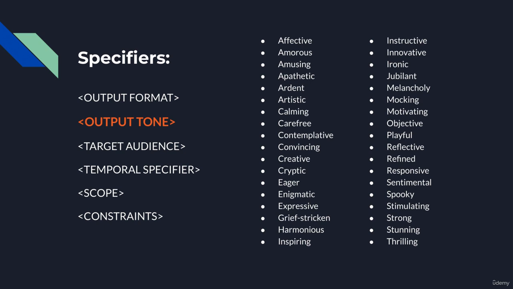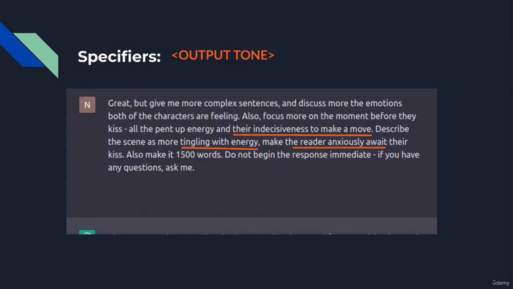Let's move on to the output tone. This is particularly relevant if you're working on an artistic endeavor such as writing. There are a variety of output tones to choose from, and the following is just a limited list. This is an example prompt for a text or book chapter. This is a well-structured prompt because it's specific and concise in its directions. You're setting the tone for the response and you're specifying the word count as well as emphasizing the character's emotions.